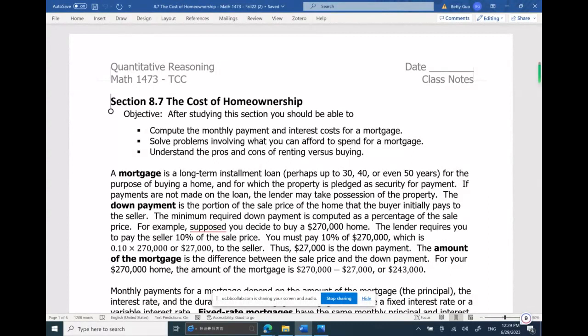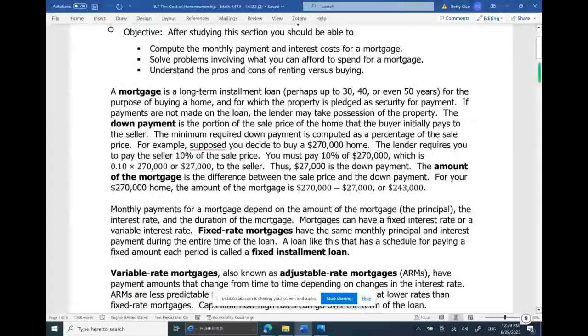The down payment is the portion of the sale price of the home that the buyer initially pays to the seller. So the down payment is the money that you need to save in order to buy a home through a mortgage. If you want to buy, you want to save at least 20% of the house price and use the money for the down payment. If your down payment is less than 20%, then you will be required to purchase private mortgage insurance.